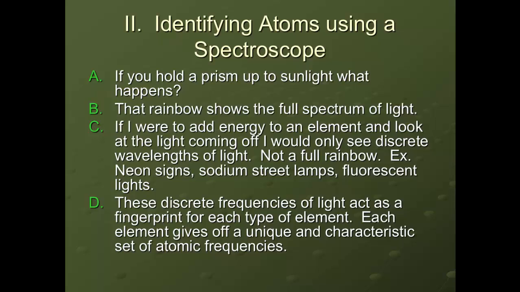So these discrete frequencies of light act as a fingerprint for each type of element. Each element gives off a unique and characteristic set of frequencies depending on which type of atom it is and what those energy gaps are as it jumps up and then emits light as it goes back down.